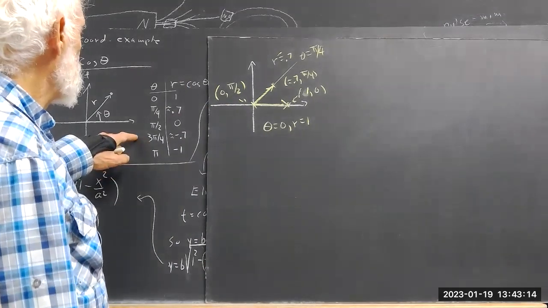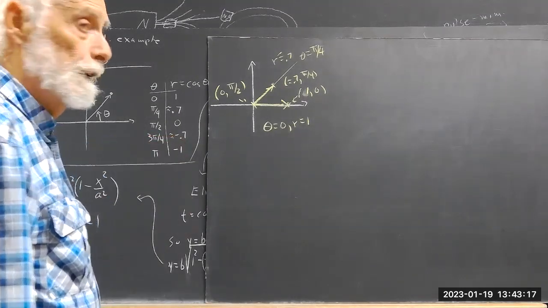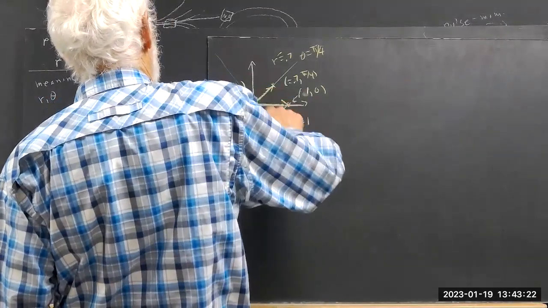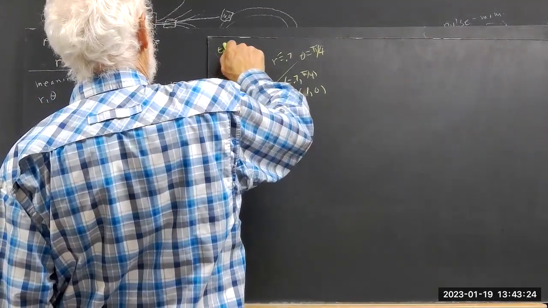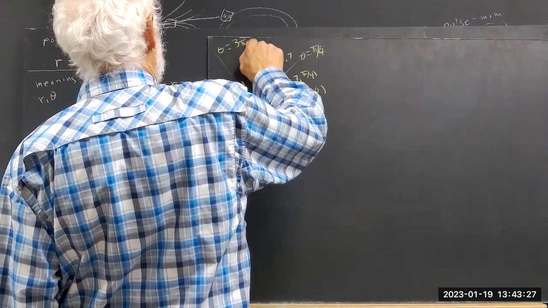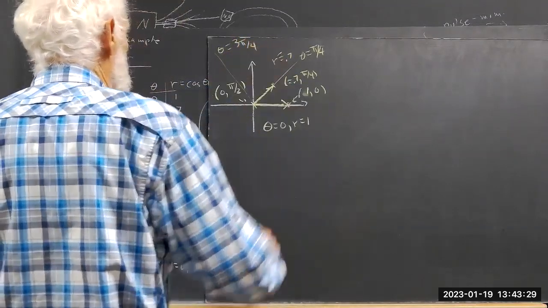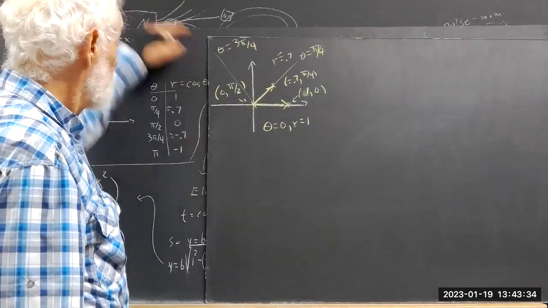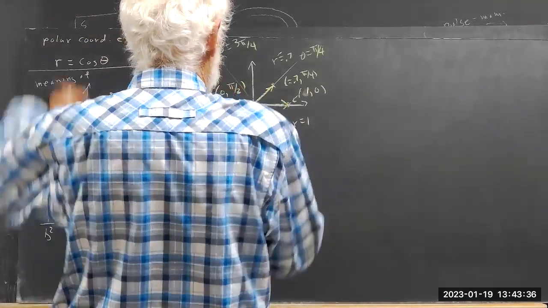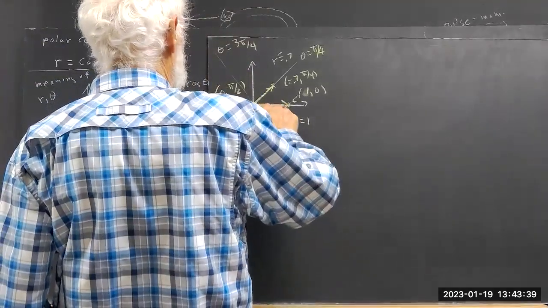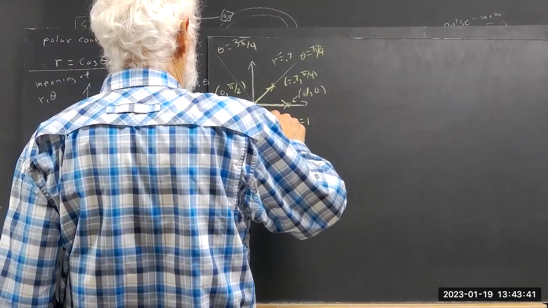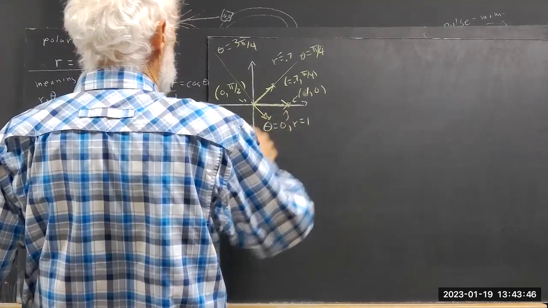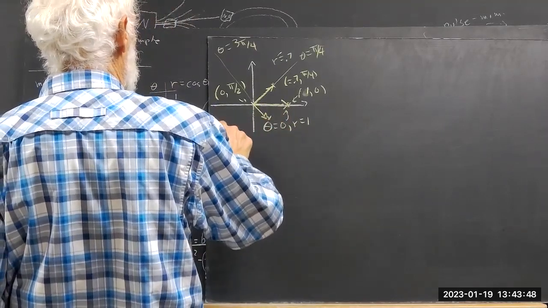Then we've got 3 pi over 4, negative 0.7. Now 3 pi over 4 is out here. Theta is 3 pi over 4. But we've got to go negative 0.7 units in the direction of 3 pi over 4. Well, 3 pi over 4 is in this direction, but negative 0.7 units is back here. Okay, so that's a little short. It's not quite well done, but theta.